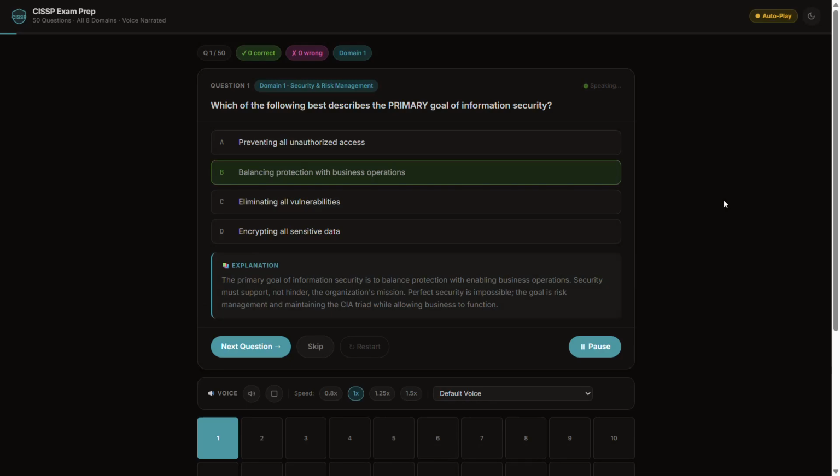Correct answer: B. The primary goal of information security is to balance protection with enabling business operations. Security must support, not hinder, the organization's mission. Perfect security is impossible. The goal is risk management and maintaining the CIA Triad while allowing business to function.